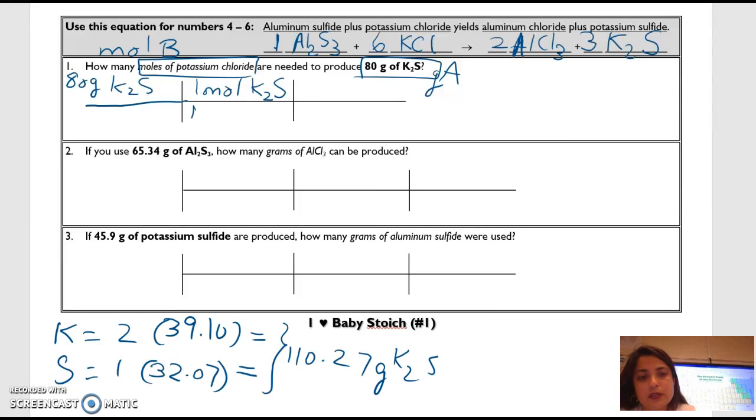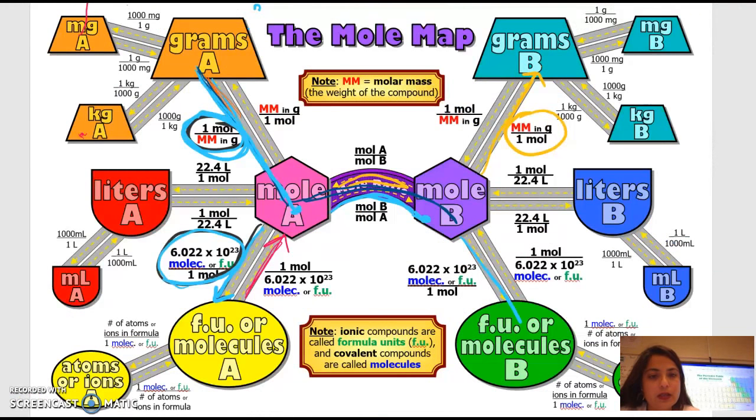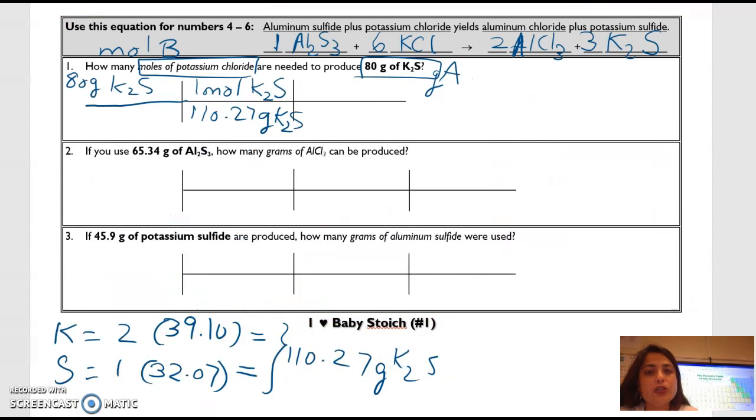All right, so you're going to put that here, K2S. All right, and then we need to go back and see what we need to do. Now it says to go here. We did this. Now we're going to mole B. So we're going to do mole B over mole A. And we are using our equation for this mole ratio.